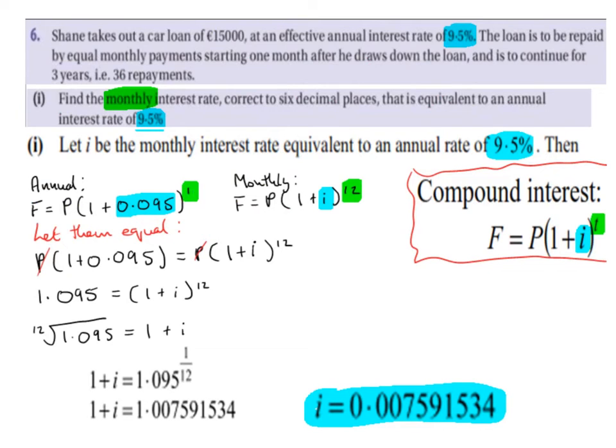We're trying to figure out what interest rate will equal 9.5% annually. So we let them equal each other, because they're both equal to F. We don't bring down the F's, we just bring down everything on the right of the equal sign. So we have P(1 plus 0.095) equals P(1 plus I) to the power of 12. The first is to the power of 1, I just didn't bother writing it down because it's the same thing. We can cancel the P's on either side, and then 1 plus 0.095 is 1.095, so we have 1.095 equals 1 plus I to the power of 12.